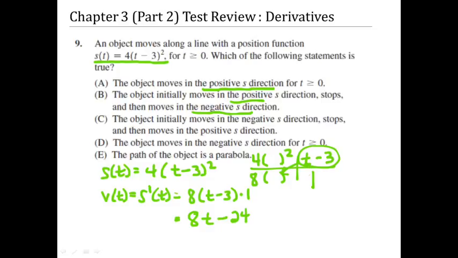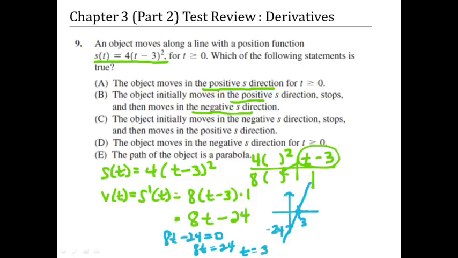So I could think about this graphically. It might be the easiest way to think about it. 8t minus 24, it's going to cross down here at negative 24, goes like that. The 0 here, we could set 8t minus 24 equal to 0. 8t equals 24 and t equals 3. So the 0 happens there at t equals 3.